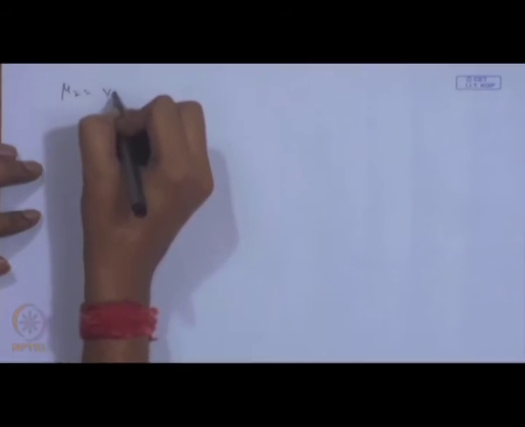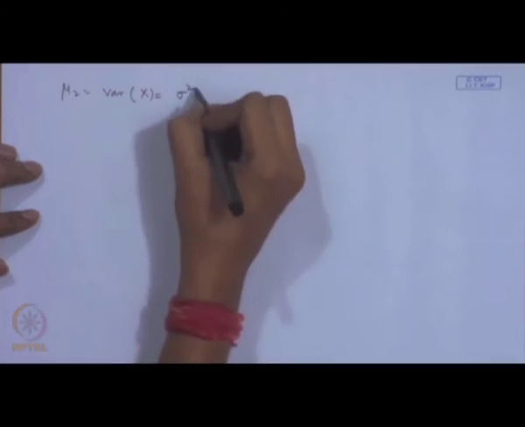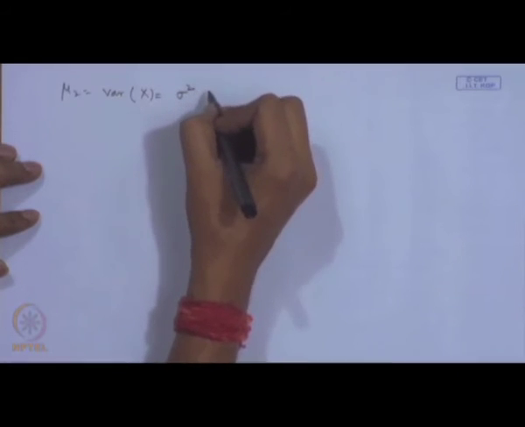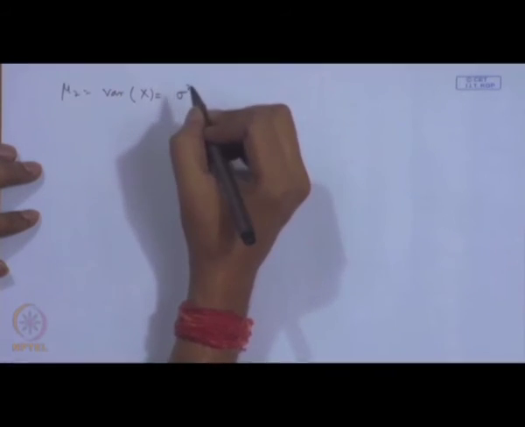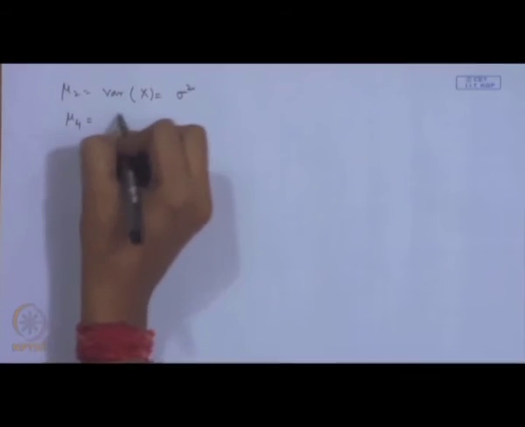In particular, if I substitute m equal to 1, that is mu 2, that is the variance of x, that will be equal to sigma square. So, once again, the parameter sigma square of the normal distribution actually denotes its variance. So, the parameters mu and sigma square which we use for specifying the probability density function are actually the mean and variance in the case of normal distribution. Now, we can also calculate mu 4, which will become equal to 3 sigma to the power 4.